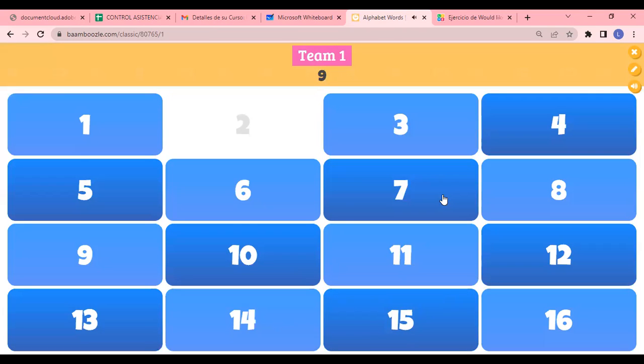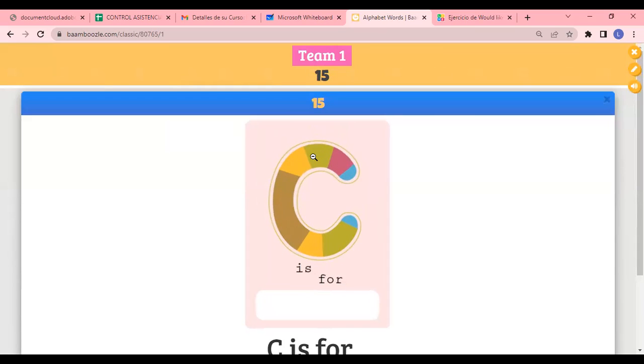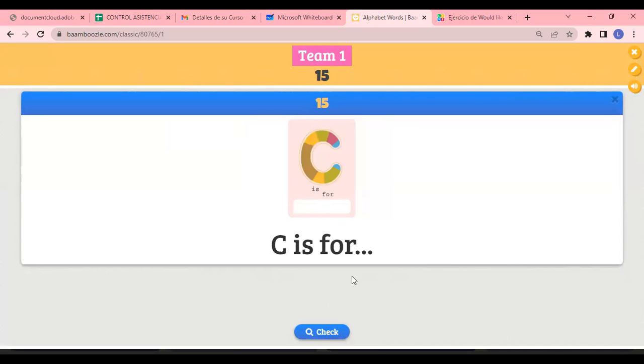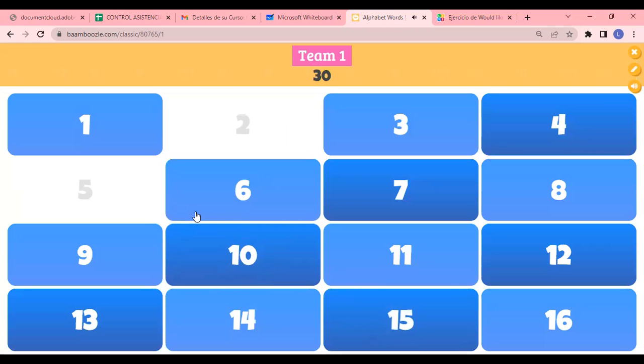Let's see next one. Miss Sandra, tell me. Number 5. Okay, 5. Let's see. C is for? What word comes to your mind if you see the letter C? Case. I'm sorry? Case. Keys. But keys with the letter C? No. Case, like for the cell phone? Yes. Okay. Yes, very good, Miss. Thank you.